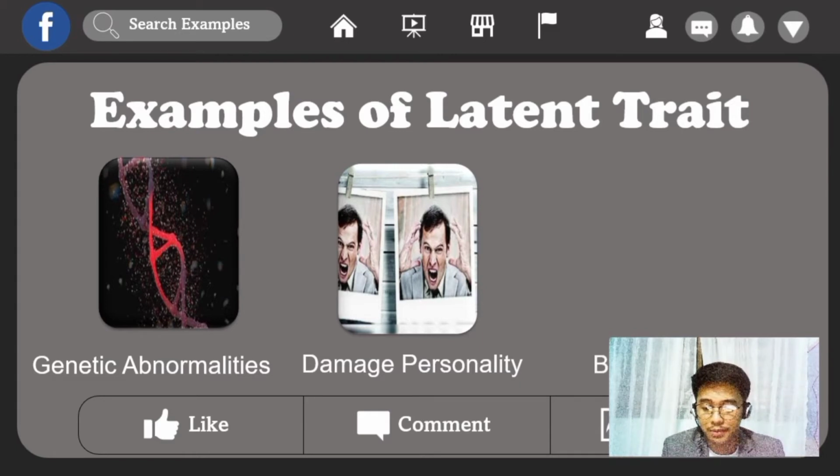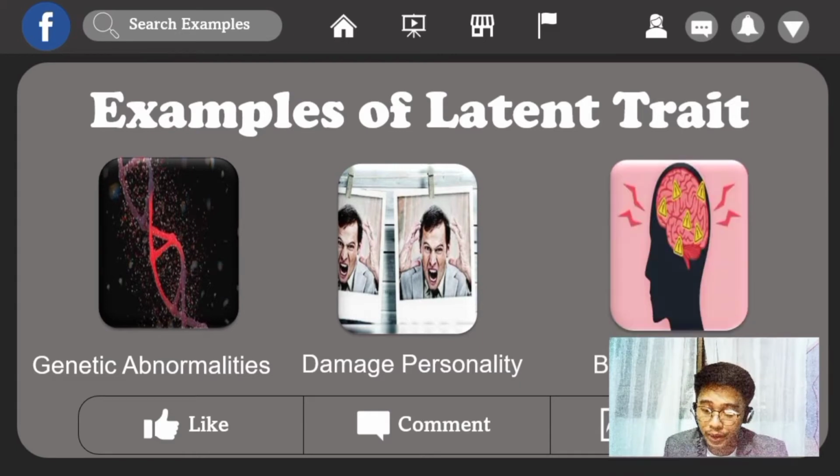Third one is brain damage. For example, damage in your childhood and your early adulthood may increase the likelihood of criminal behavior. This damage typically lowers inhibition or emotional control, affecting the way we respond to environmental triggers.